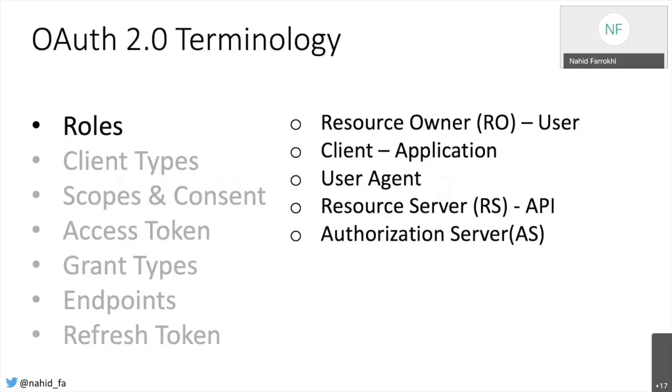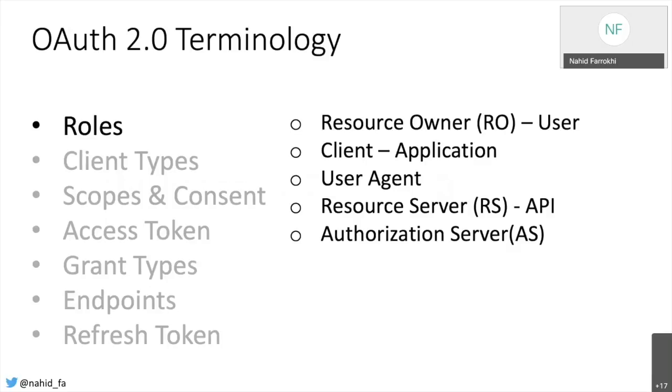First comes the roles in OAuth. We have different roles in OAuth, including the resource owner, which is the entity that can grant access to the protected resources, and typically it is the end user. The client, which is the application, is the one requesting those protected resources on behalf of the resource owner. And then the user agent.